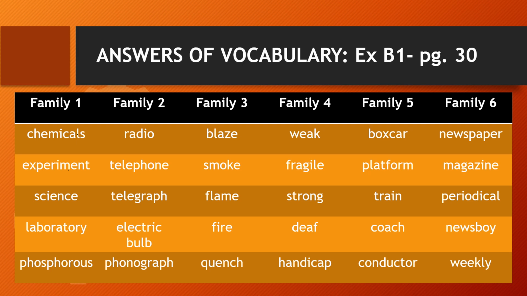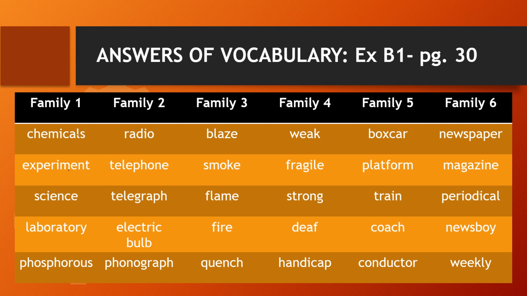Let us see the answers of this exercise. The first family has already been done for us. It was chemicals, experiment, science, laboratory, and phosphorus. Now children, if you see this family, all of them belong to science. Yes, chemicals, experiments, laboratory, phosphorus, all these belong to the family of science.